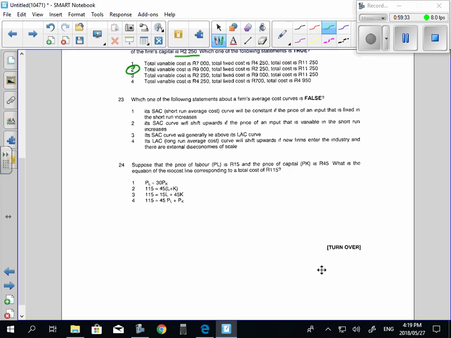Which one of the following statements about the firm's average cost curves is false? I believe it's 1. Short run average cost curve will be constant if the price of an input is fixed in the short run. If the price of an input that is fixed in the short run increases, that would be false. Okay.